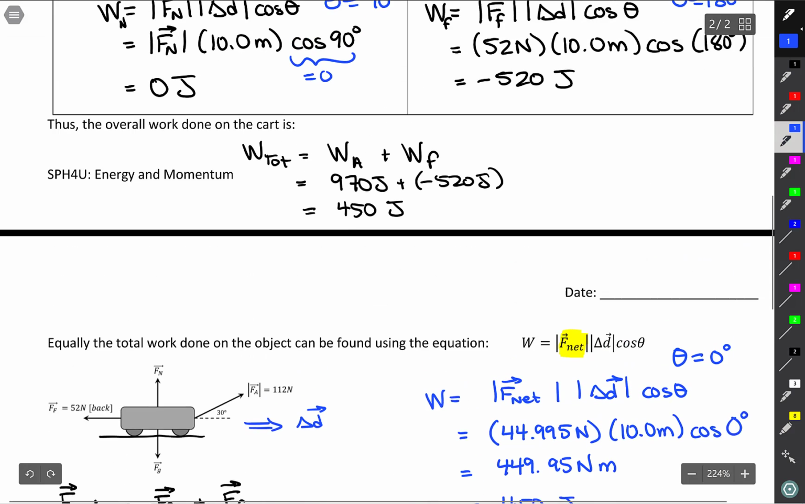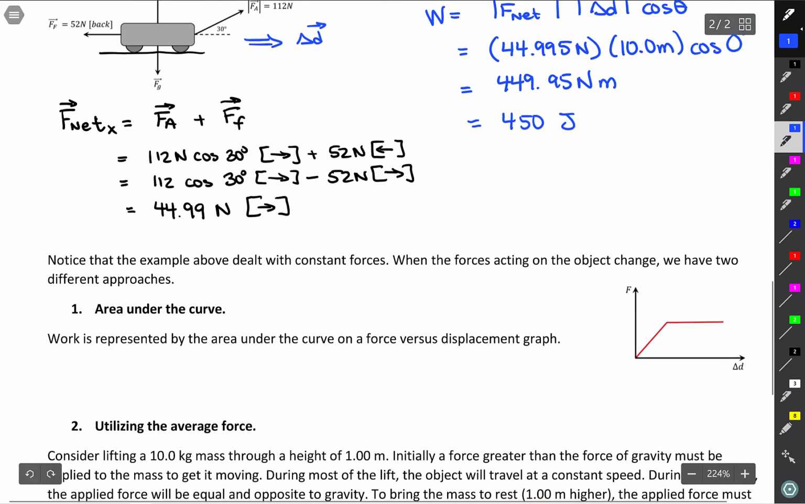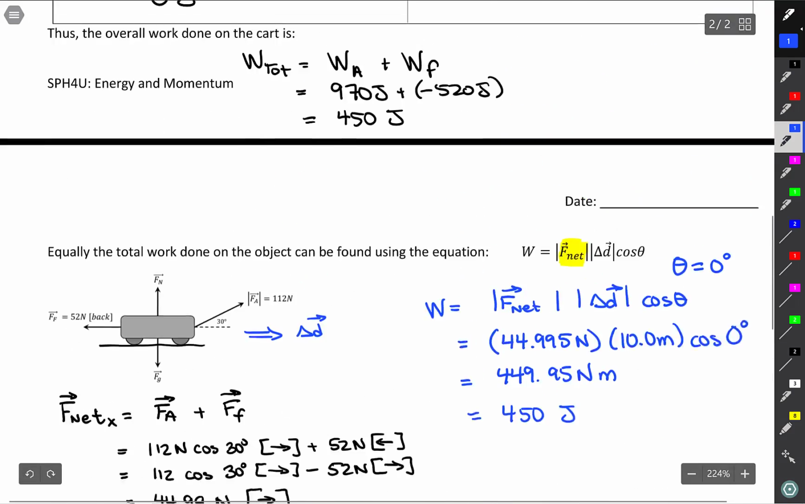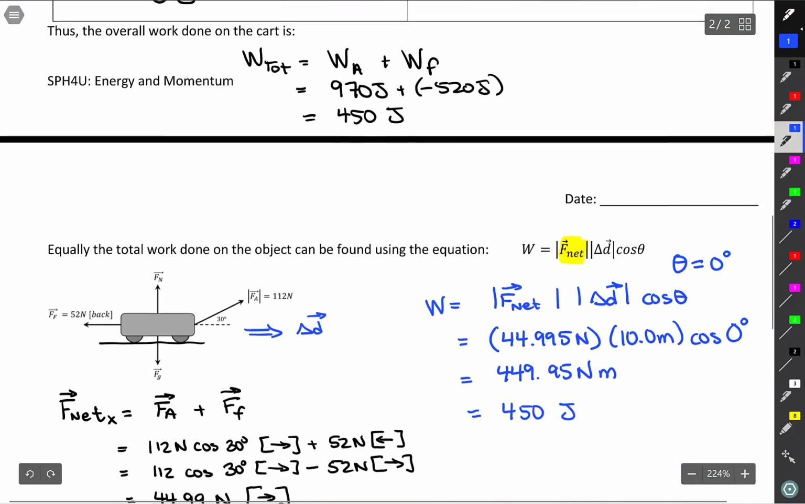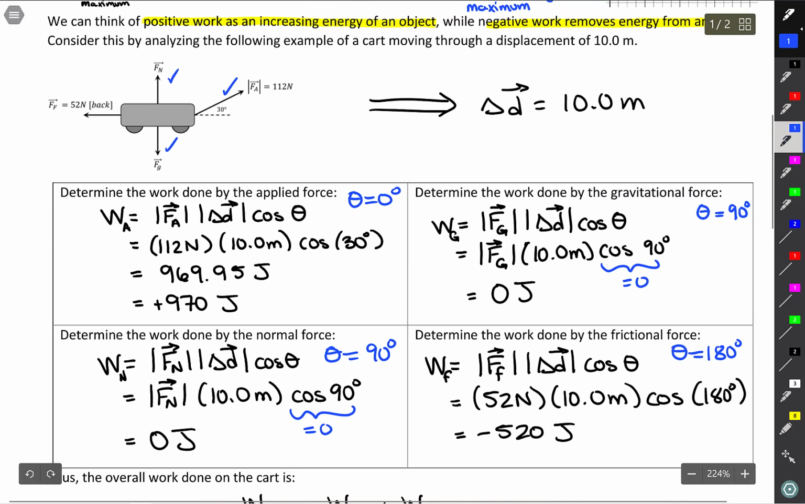So you can see that you get the same result as before, even though we dealt with just looking at the net forces. All right, interesting. In this example, we dealt with a force that was constant. The force didn't change at all. It was simply 112 newtons on an angle of 30 degrees towards the right, and there was a frictional force that was constant at 52 newtons.